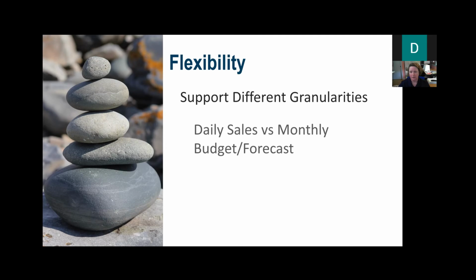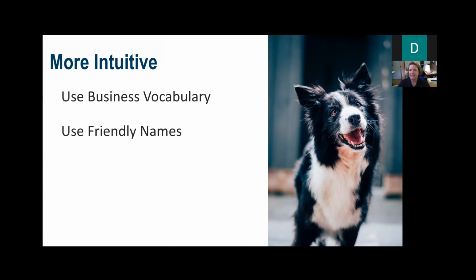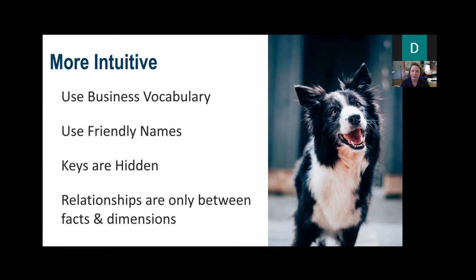So flexibility is a really good benefit of dimensional modeling. It's also a little bit more intuitive. You're going to be using the business vocabulary when defining your tables and columns, and it's going to be the friendly names that your business people are used to. The last key thing is that your keys are hidden. This is very important because keys mean nothing to your business people. They're really just a way to uniquely identify your data, so you keep those hidden. Oh, I lied, there is one more thing. You only have relationships between facts and dimensions, not between dimensions. Remember that star schema where the points of the star were the dimensions and everything pointed to the fact table. So it's much more intuitive.